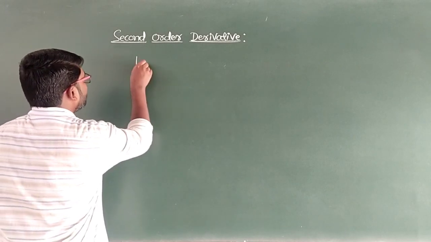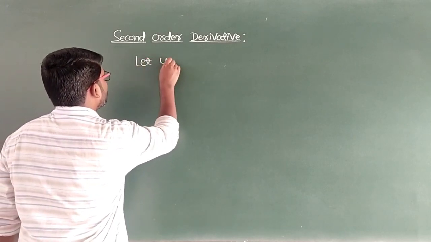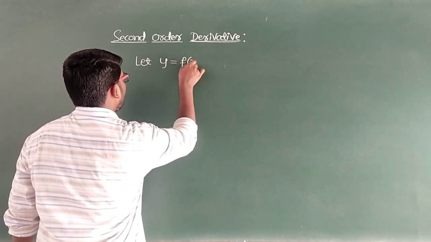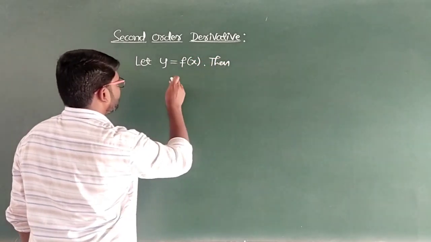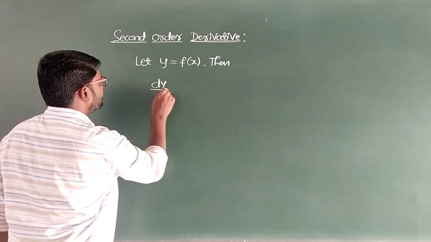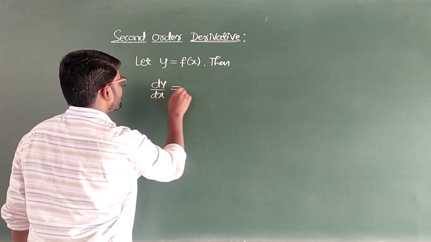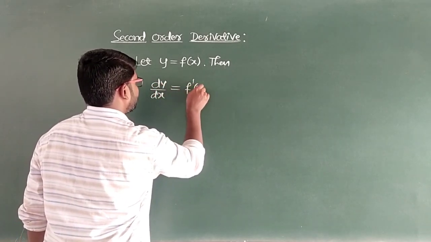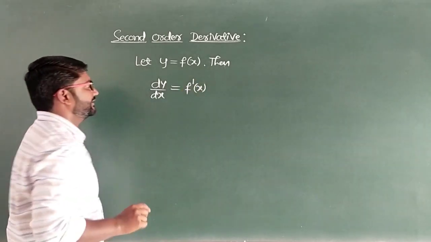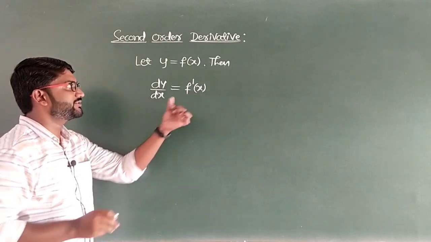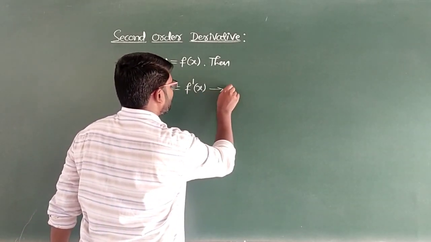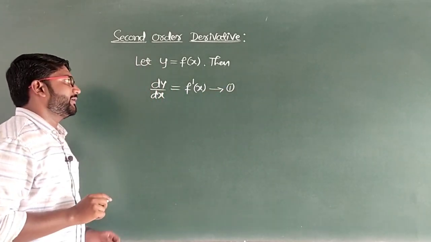Let y which is equals to f of x, then we get dy by dx which is equals to f dash of x. Dy by dx, that means differentiating both the sides with respect to x, we get dy by dx which is equals to f dash of x. I call this as equation number 1.